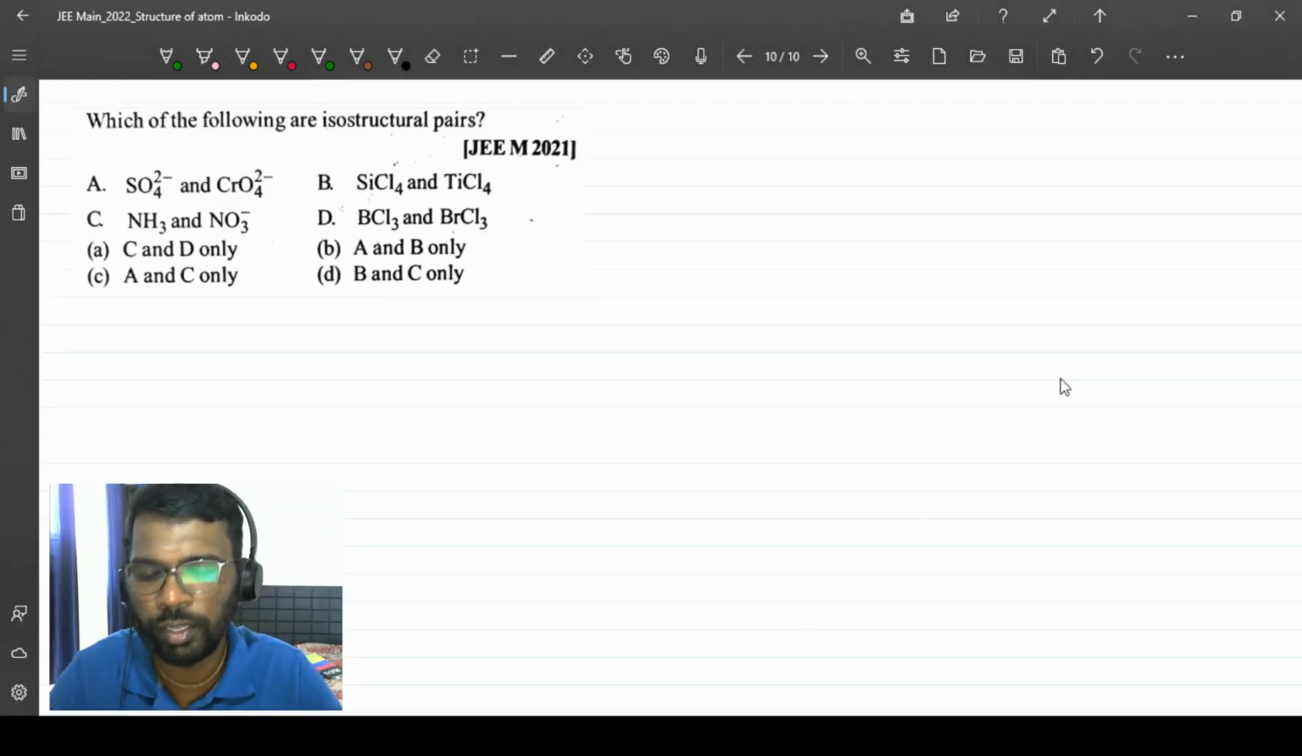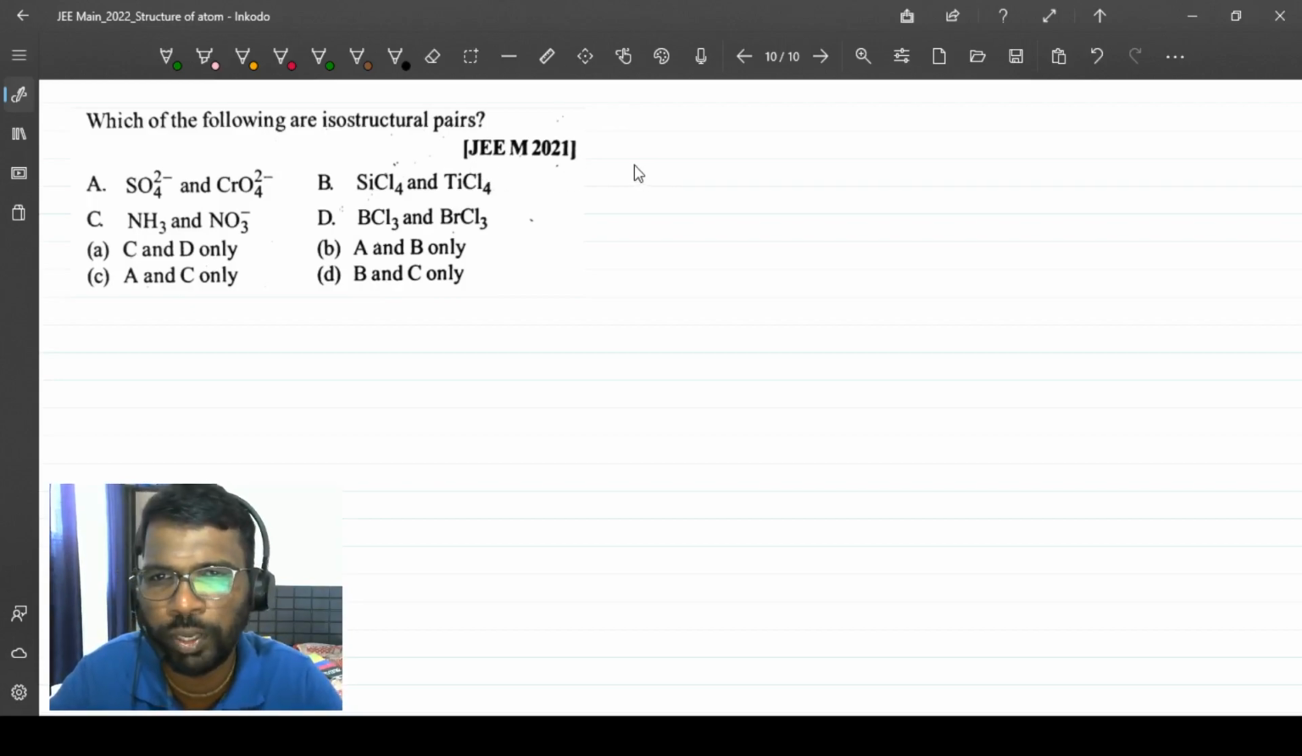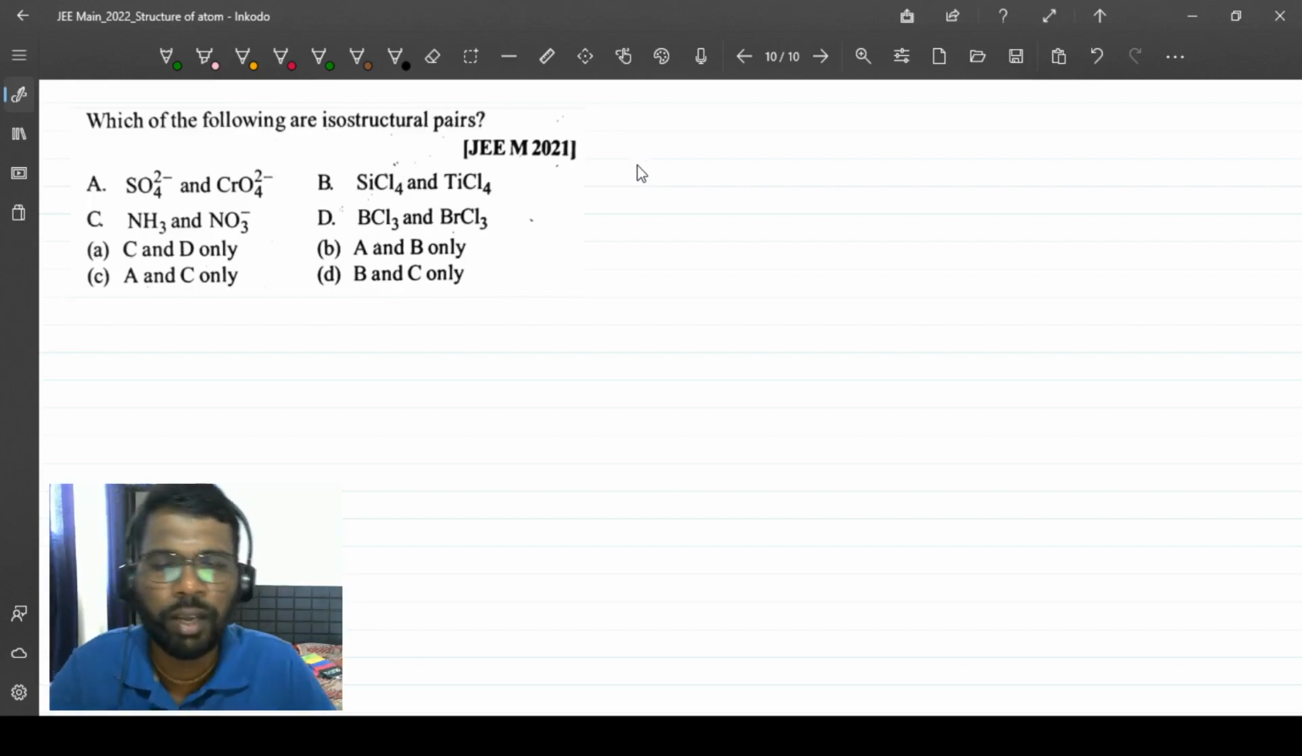Hello students, here is the first question of chemical bonding and molecular structure. This question was asked in the JEE Main 2021, and the question is: which of the following are isostructural? It means which pair of molecules will have the same structure?